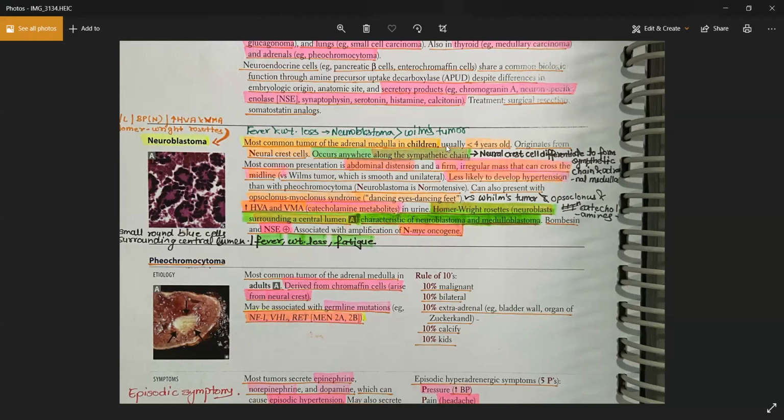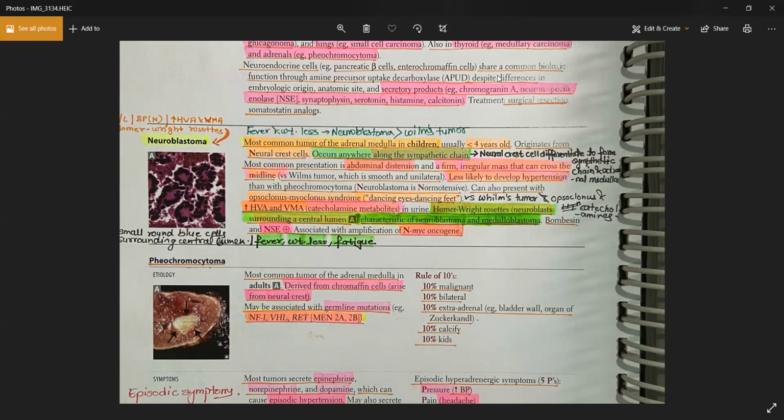Okay, and it is seen in children who are less than 4 years of age. It originates from the neural crest cells. That's why the tumor is in the medulla only, not in the cortex. And please note, these neuroendocrine cells, these neural crest cells, are responsible for the sympathetic chain in your body.